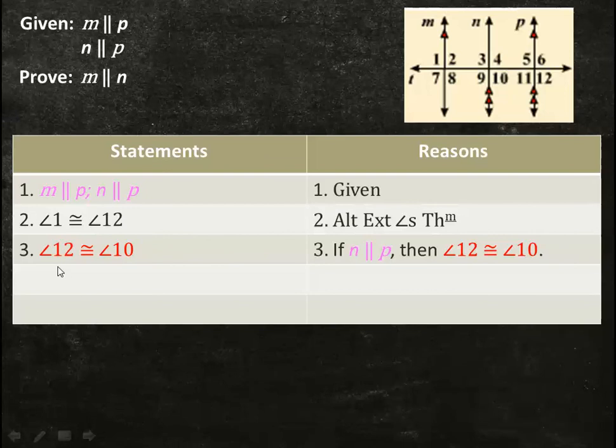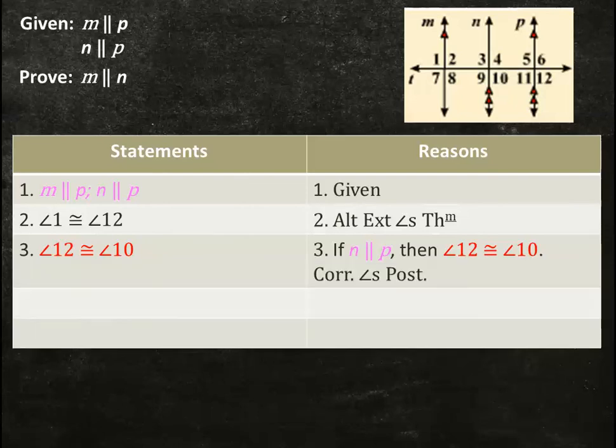Okay, this next one says, well then angle 12 is also going to be congruent to angle 10 because N's parallel to P, then 12 is going to be congruent to 10. So see how I pulled that from my previous statement? 12 congruent to 10 is my current statement. And guess what? It's the corresponding angles postulate because look, angle 10 corresponds with angle 12.